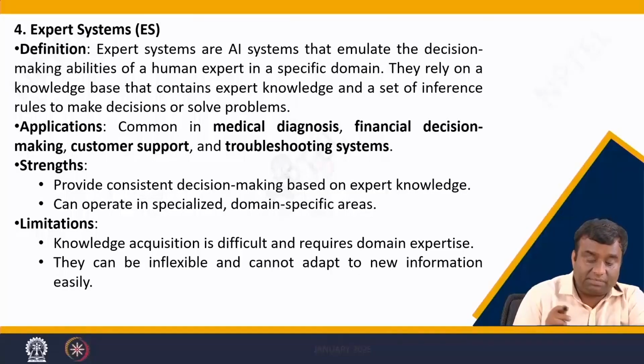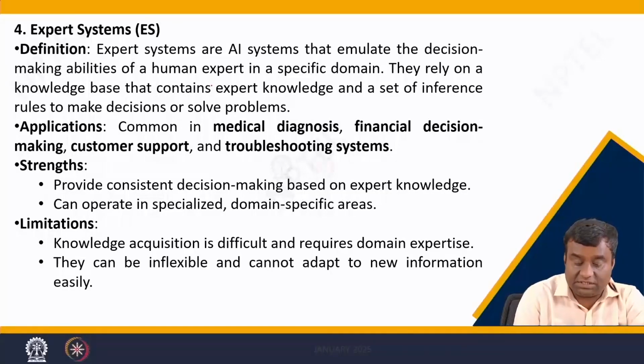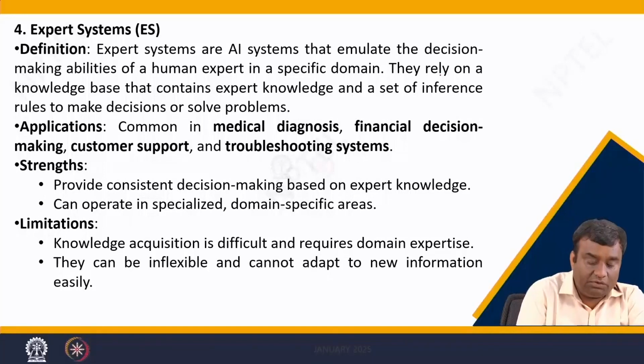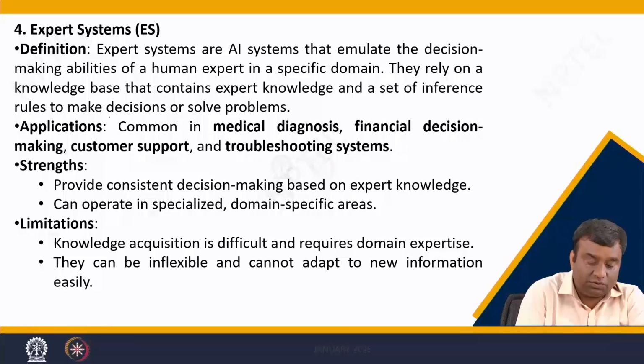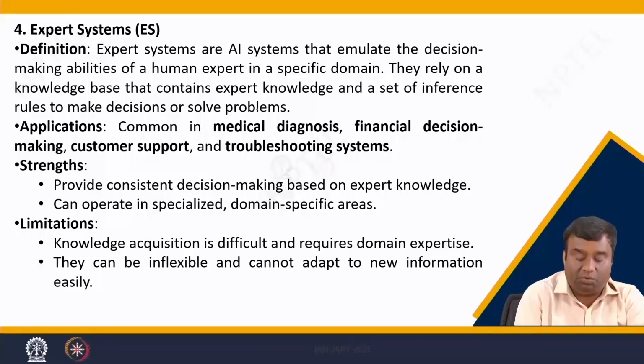Next one is the expert system. Expert systems are AI systems that emulate the decision-making abilities of a human expert in a specific domain. They rely on a knowledge base that contains expert knowledge and a set of inference rules to make decisions or solve problems. Applications: common in medical diagnosis, financial decision making, customer support, and troubleshooting systems.